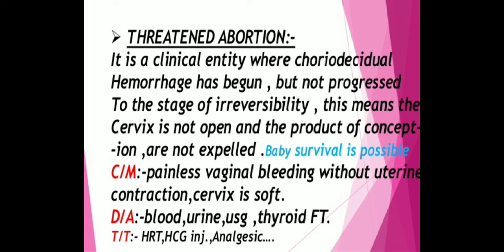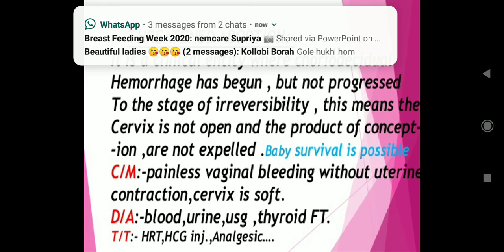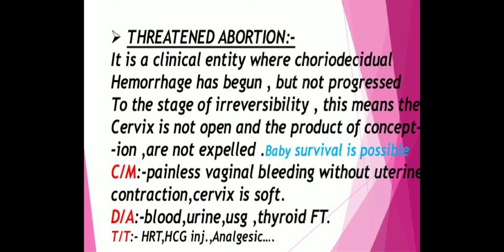So the thing is that the hemorrhage or the bleeding occurs in the choriodecidual surface of the uterus, but it can be reversible. The cervix of the uterus doesn't open, and the product of conception, or the fetus, is not expelled from the vagina. So the clinical manifestations of threatened abortion are painless vaginal bleeding without uterine contraction, and the cervix is soft.